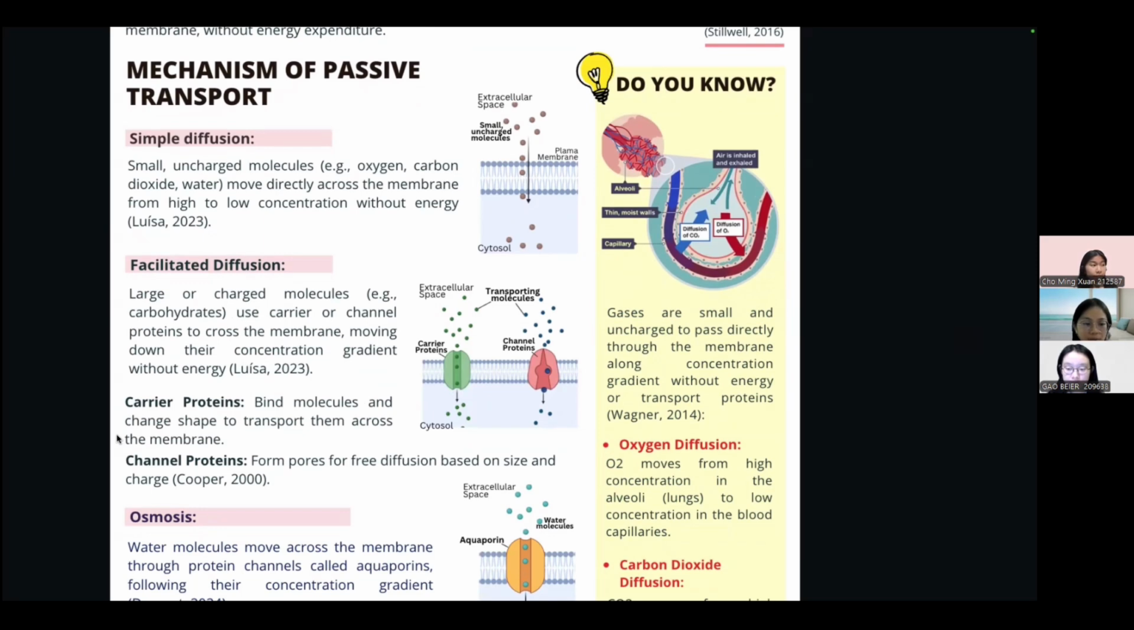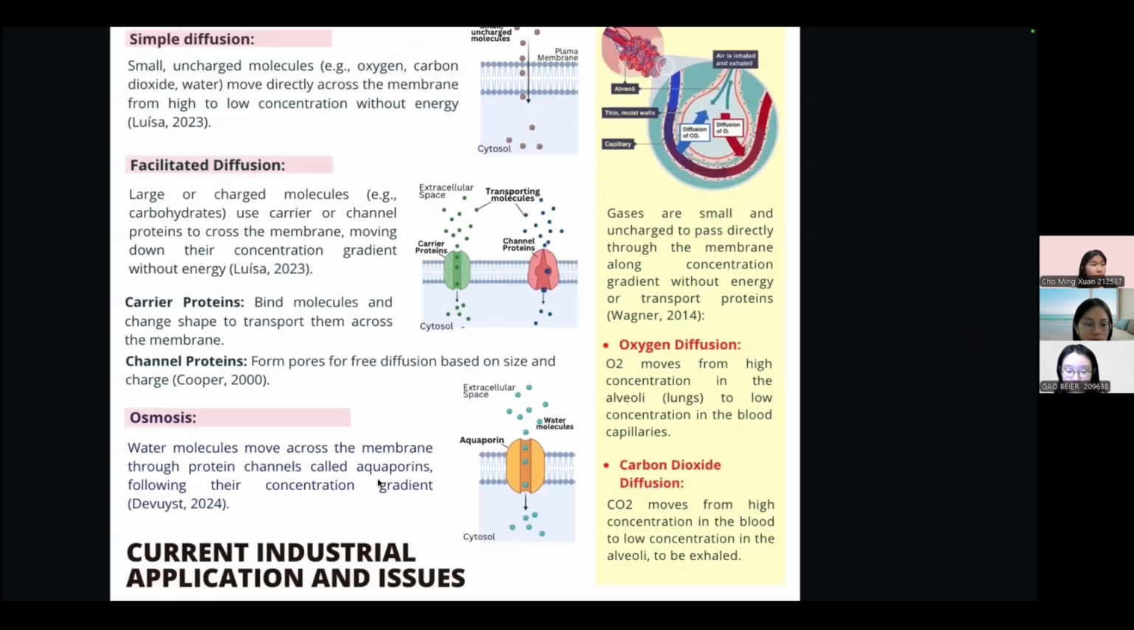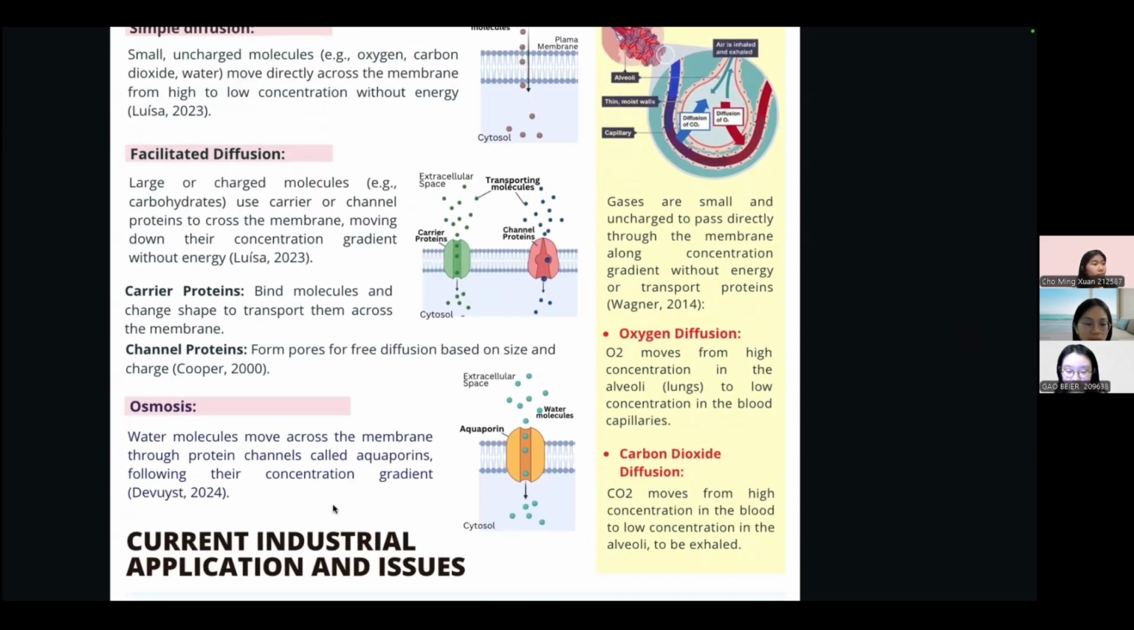And then there are 2 types of proteins facilitating in the facilitated diffusion. First, carrier proteins bind specific molecules on one side of the membrane and undergo conformational changes to transport the molecules across to another side. And second, channel proteins form pores through the membrane and allow free diffusion of molecules based on size and charge. And in osmosis, water molecules move across the membrane through a protein channel called aquaporins, following their concentration gradient without using energy.